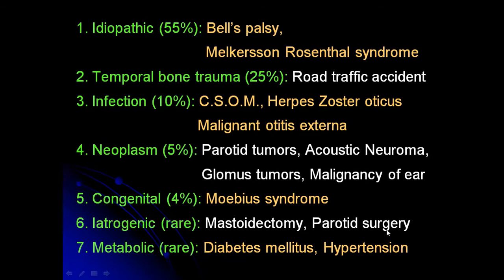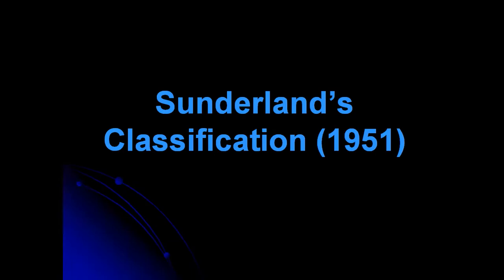Iatrogenic causes like mastoidectomy and parotid surgery, where you can damage the nerve during surgery. Metabolic causes like diabetes mellitus and hypertension can also cause it. Bilateral facial palsy is seen especially in conditions like sarcoidosis or Guillain-Barré syndrome.